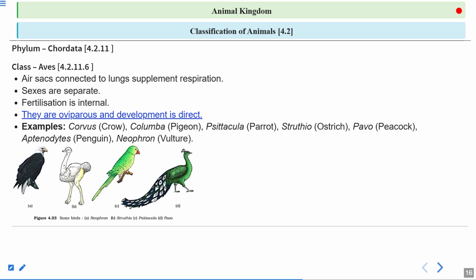So here are some of the birds' pictures. And this is the Neophron. Neophron is the vulture. Struthio, that is the ostrich. Psittacula, that is parrot. And Pavo as a peacock.